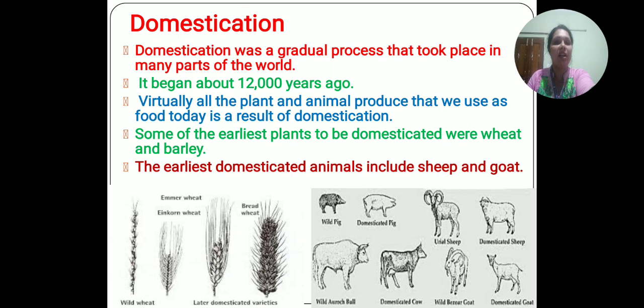Some of the earliest plants to be domesticated were wheat and barley. So earlier, when domestication was started for plants, the people were keeping only wheat and barley with them. They were domesticating these plants only. The earliest domesticated animals include sheep and goat. As we were talking about the plants, the earliest domesticated plants were wheat and barley. Same way, the earliest domesticated animals were sheep and goat.